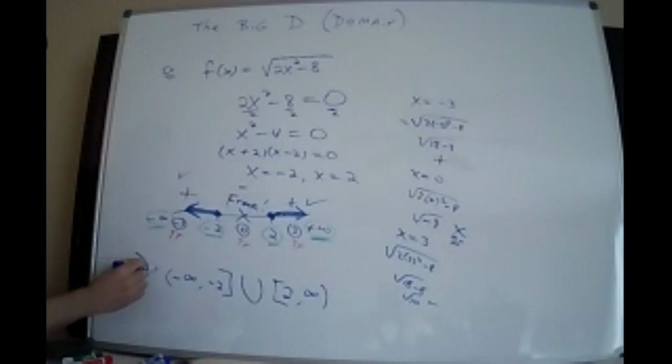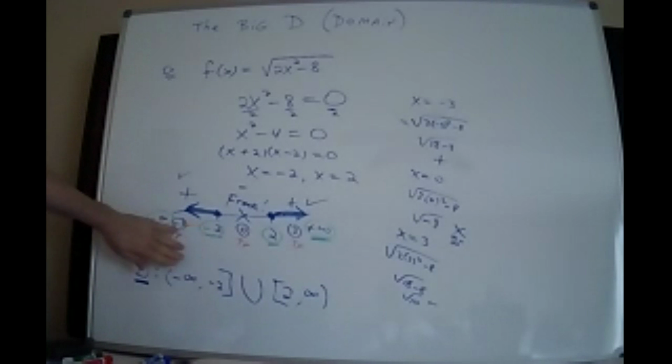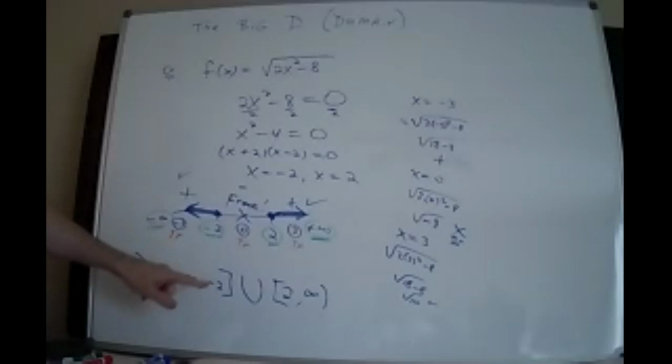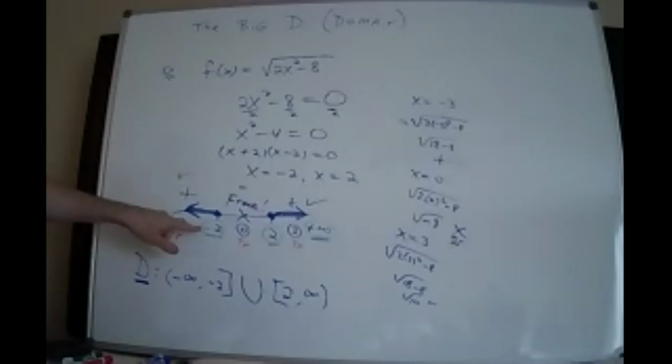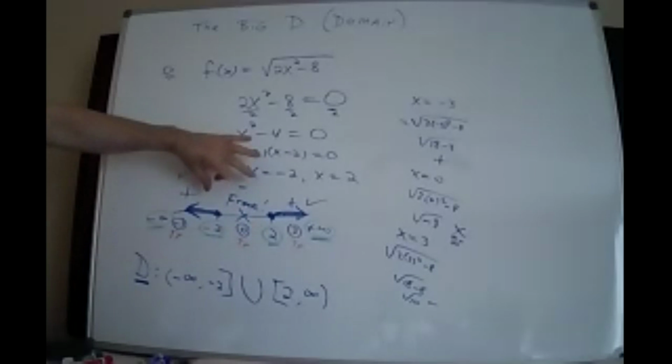This is your domain. This is your big D. I'm not going to write this as a set, okay? I'm only going to write this answer as an interval. All the numbers smaller than or equal to -2, and all the numbers bigger than or equal to +2. All the numbers between -2 and 2 fail. -2 works, and 2 works. Those are not freaks. The freaks are in the middle.